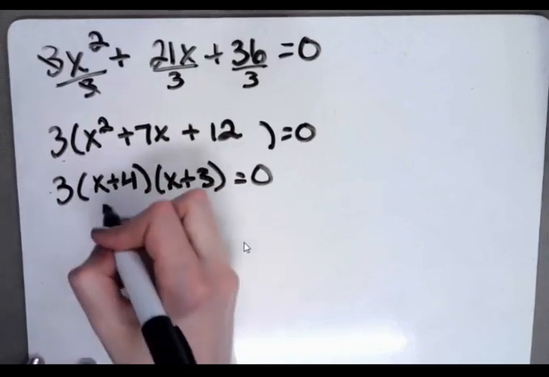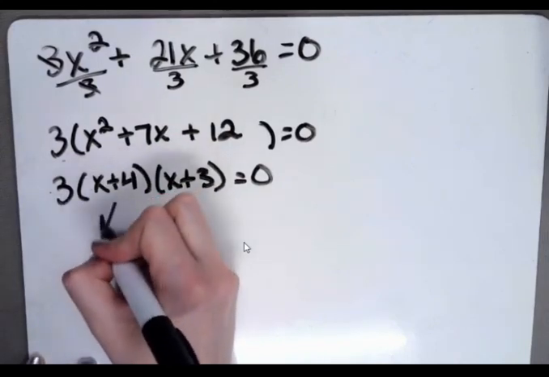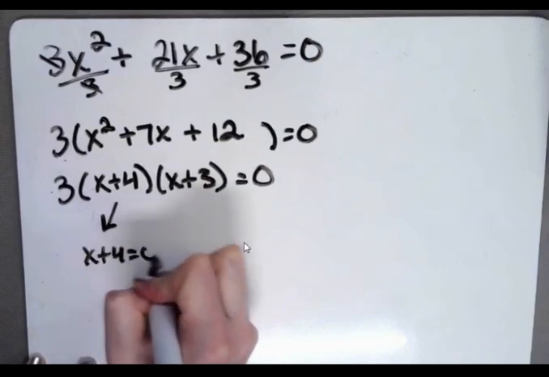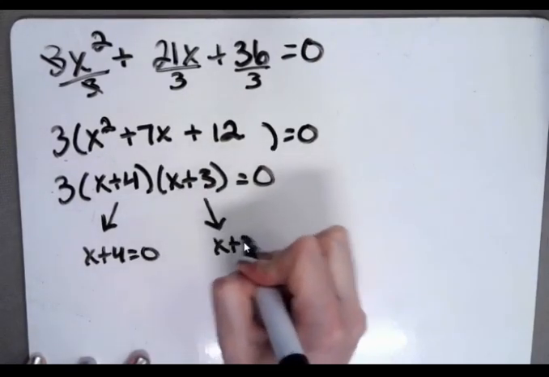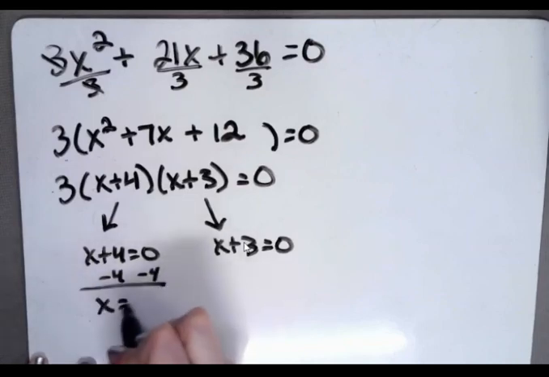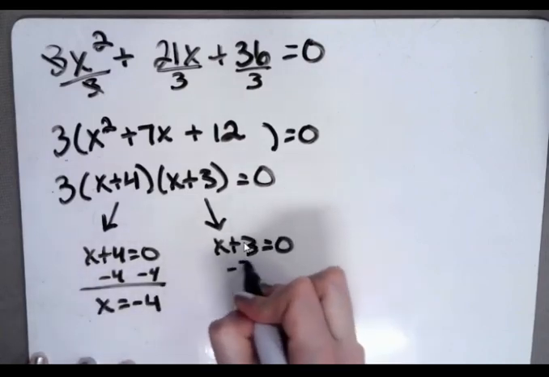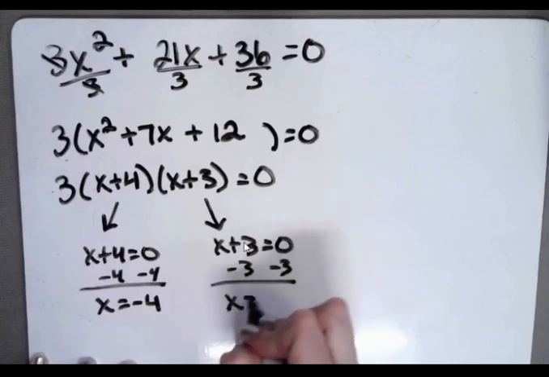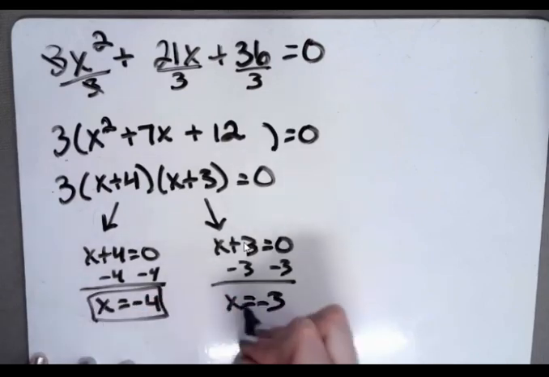Now I'm going to set up my two equations. You can just ignore this number in the front. So either x plus 4 equals 0 or x plus 3 equals 0. I'm going to subtract 4 from both sides. x could be equal to negative 4. And here I'm going to subtract 3 from both sides. x could be equal to negative 3.